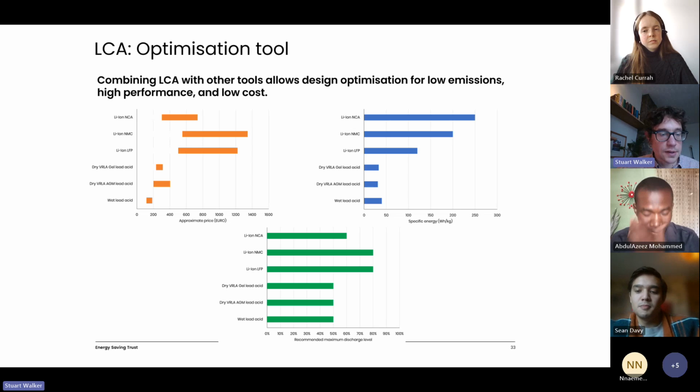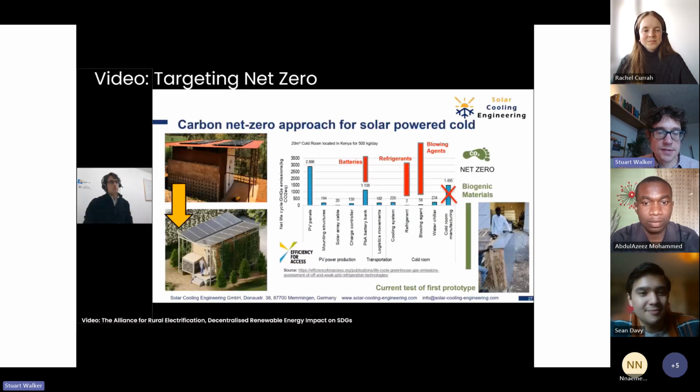Okay, so I think we've got a final thing from Victor about the net zero cold room, and then a quick conclusion, and then I'll be finished. So I'll just let Victor finish talking about the net zero cold room.